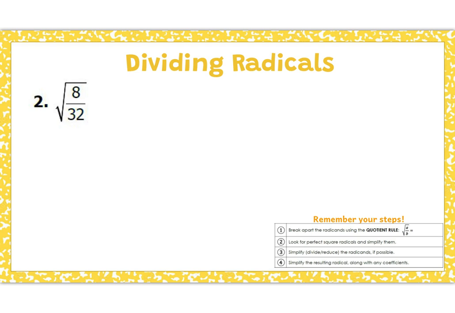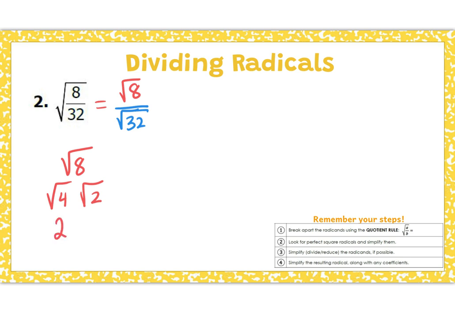So step 1 is always to break apart the radicands using the quotient rule. I'm going to treat square root of 8 as its own separate problem and square root of 32 as its own separate problem. Square root of 8, I'm going to break apart using a perfect square. That gives me 4 and 2. Square root of 4 is 2. Square root of 2 cannot be simplified further. So square root of 8 really turns into 2 square root of 2.